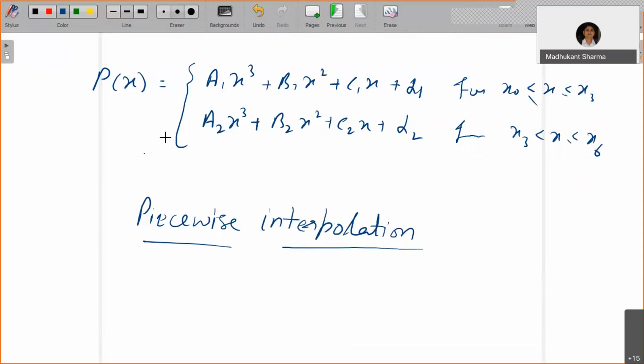Last time we introduced a concept called piecewise interpolation, and why it is required, or in other words, why it is so important. This is because of the presence of round-off error in a very huge manner when you deal with a high degree polynomial, or when you derive the high degree interpolating polynomial. Okay, and what was the idea for piecewise interpolation?